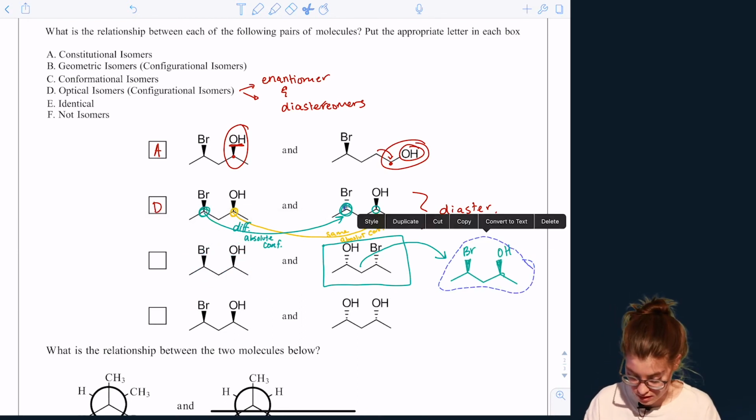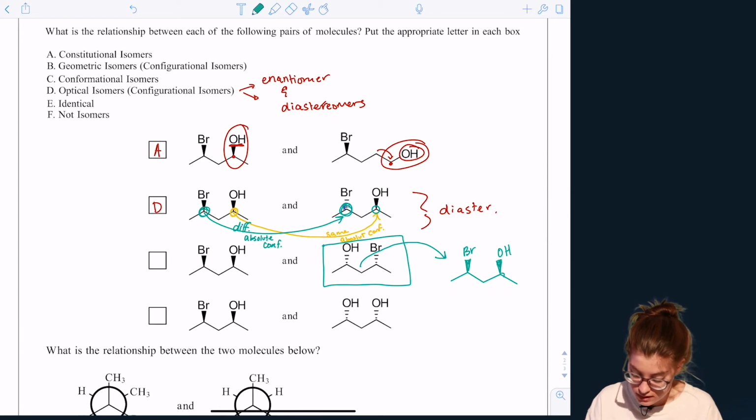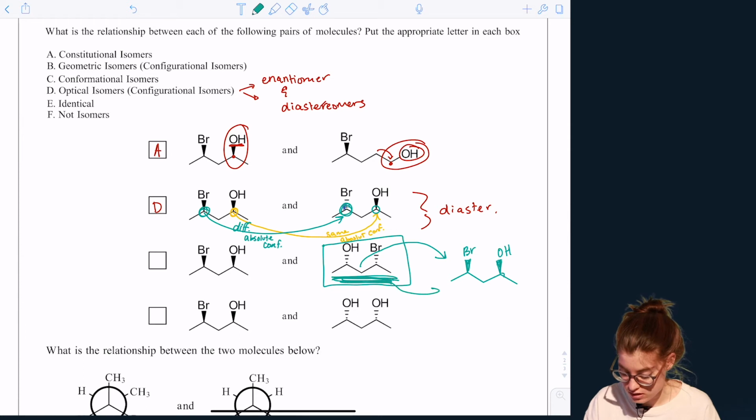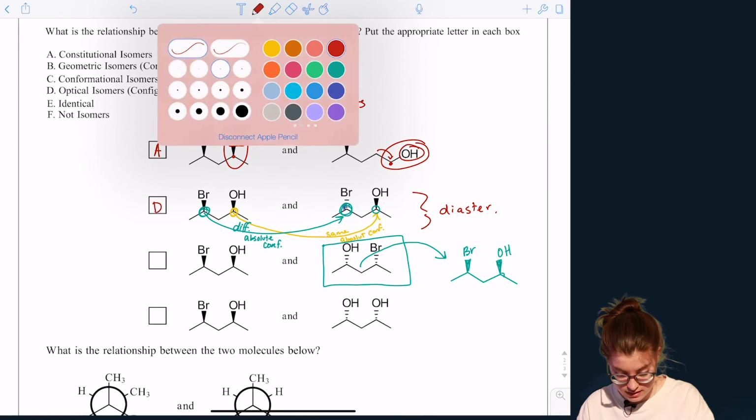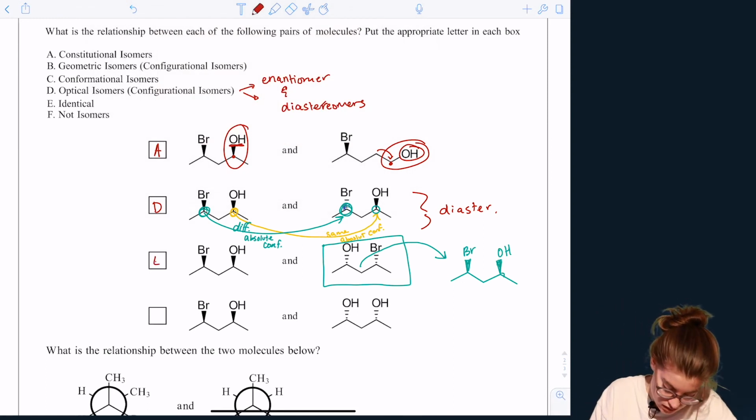So let me put that over there. It was a little bit hard to see with this molecule, but once I just manipulated it in space, comparing the two molecules is much easier, and I could quickly see that they're actually the same molecule. So they are identical, which is E.